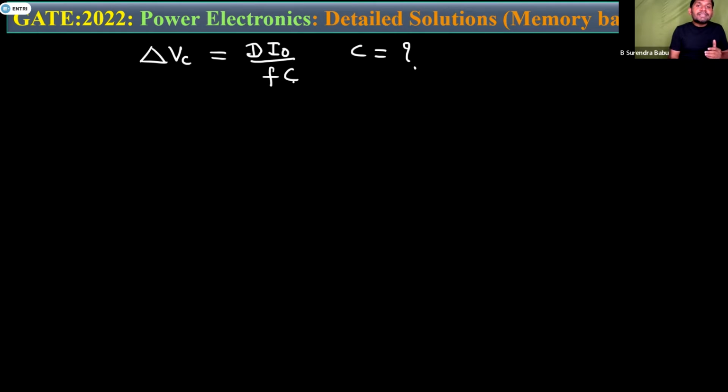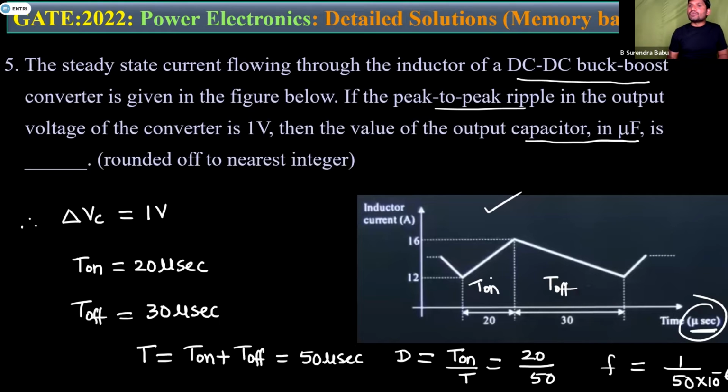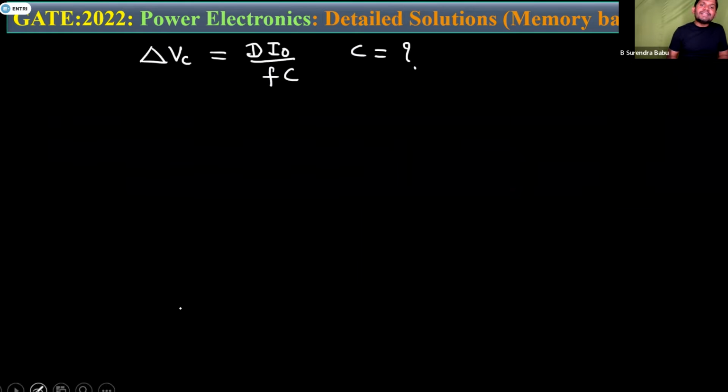But to calculate the C, because delta VC is already given, that is the peak to peak capacitor ripple voltage, I first need to know the I naught. Then how to calculate the I naught? This waveform is given, because this is the inductor current waveform. Then what is the average inductor current?